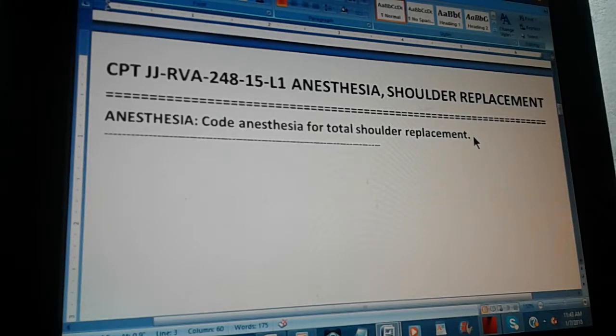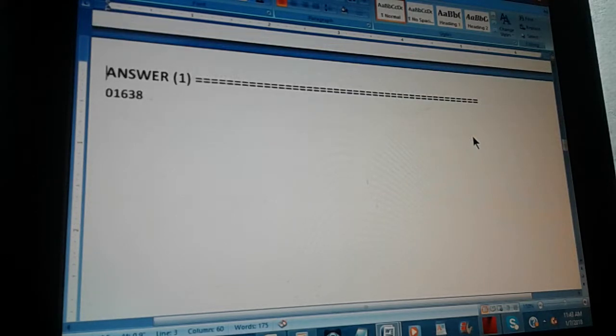Okay, that's the problem. Now we're going to count to 3, so you can pause the video and then give us the CPT code for this procedure. Okay, 1, 2, 3. The answer is 01638. Did you get that? 01638. If you got that, congratulations. You don't need to look at the rest of the video. You can go to the next one.